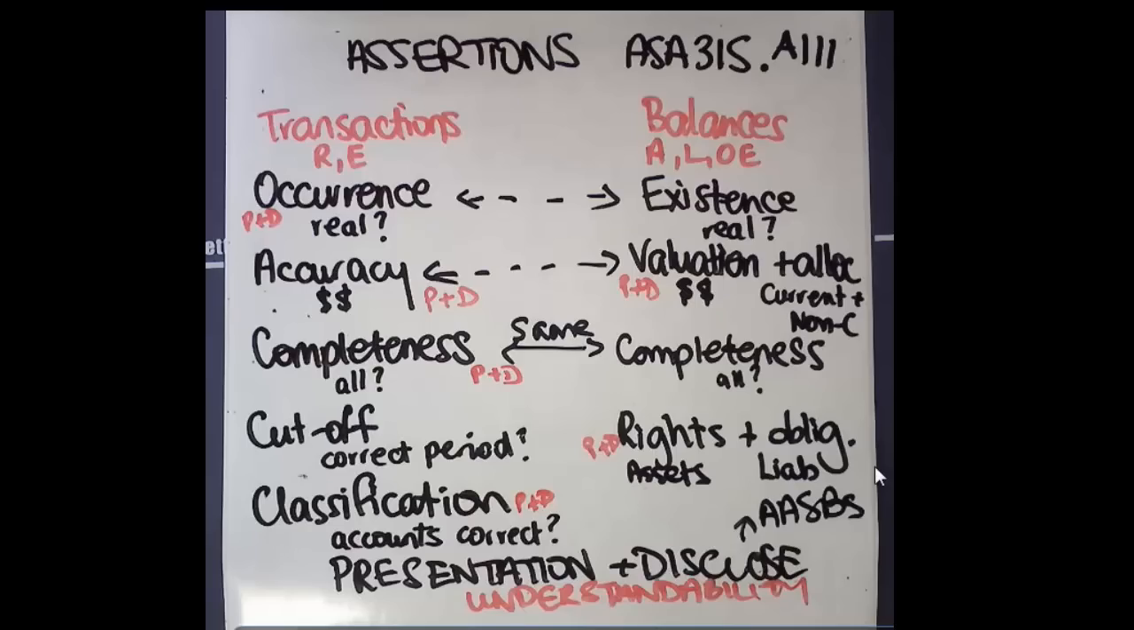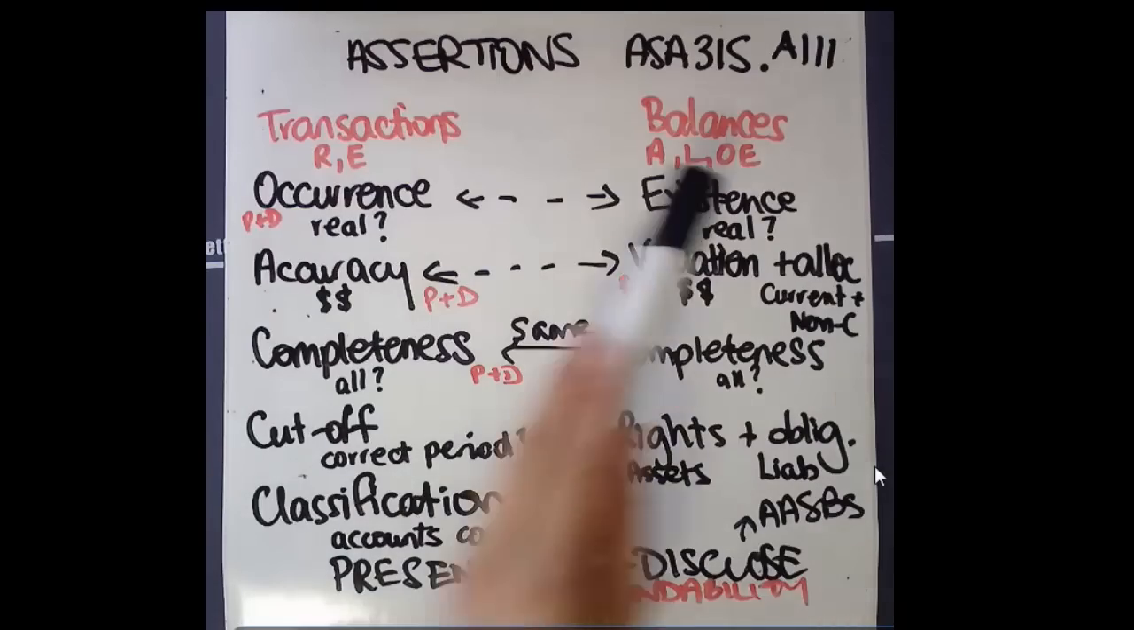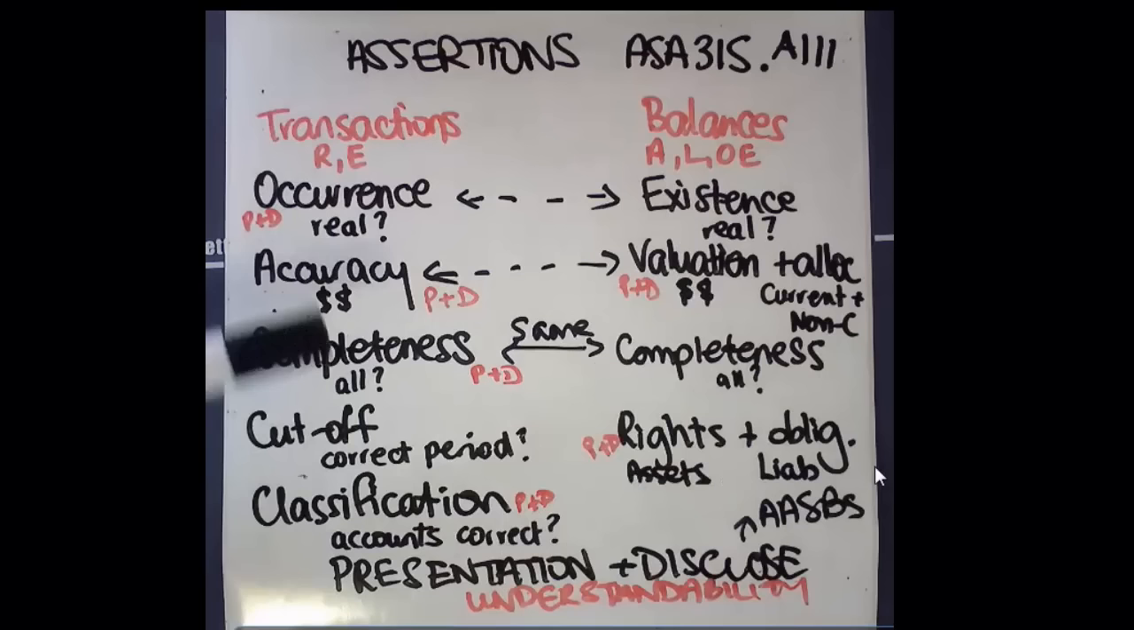So I hope that information helps clear up any confusions that you might have about assertions. Remember, they're actually quite similar. So if you're trying to figure out which assertion to use, first figure out, am I looking at transactions or balances? And then you'll be able to narrow it down to the right assertion.